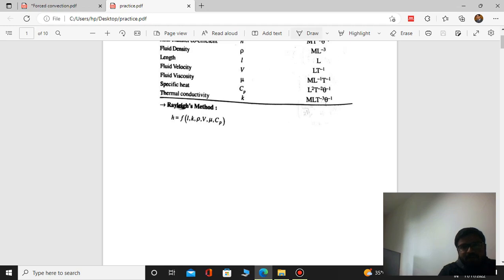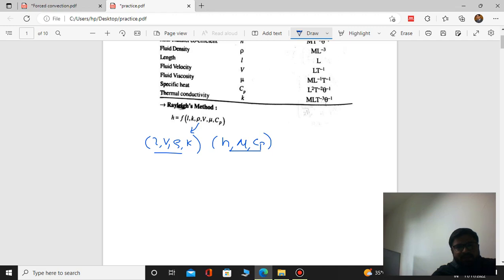So now here we will have to divide our variables into two types, repeating and non-repeating. So which are the repeating variables? Now here we will have to separate them out. So L, V, rho and K we will take as repeating. So which are the remaining? H, mu and Cp. These are non-repeating variables. Clear? Now we have 7 terms. Out of that we have separated them into 4 and 3.